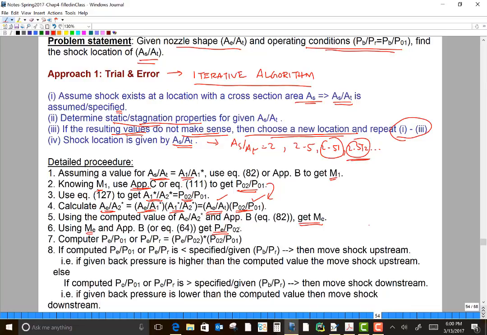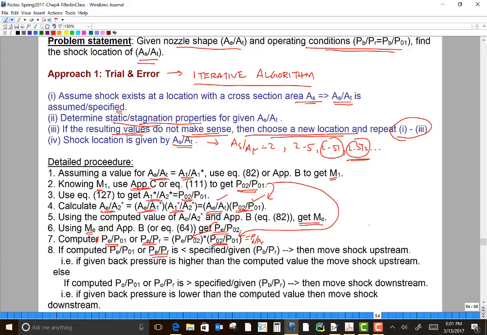From appendix B. Okay, and once I know my PE by P02, we need to compute PE by P01 or PE by PR, right? Because your PE is the same as PB for subsonic flow behind the shock. So this is going to be PB by PR. And the way you compute PE by P01 is PE by P02 times P02 by P01. And P02 by P01 is already computed from step 2, right? So P02 by P01 is computed from step 2, and PE by P02 is computed from step 6. Okay, which means you can get PE by P01 or PE by PR, and this PE by PR is the same as PB by PR.